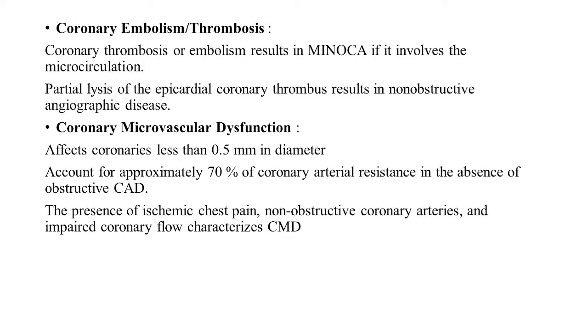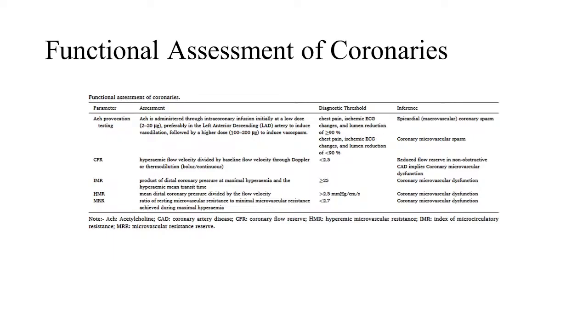If that is also negative, and the patient has ischemic chest pain with non-obstructive coronary arteries, then we will do something known as coronary flow functional tests, which I will go into, and then we will diagnose whether it is coronary microvascular dysfunction or not. This is the synopsis of what these tests were. Acetylcholine provocation testing we have already seen. We give an intracoronary infusion, initially a low dose to see if there is dilatation. This is preferably given in the left anterior descending artery.